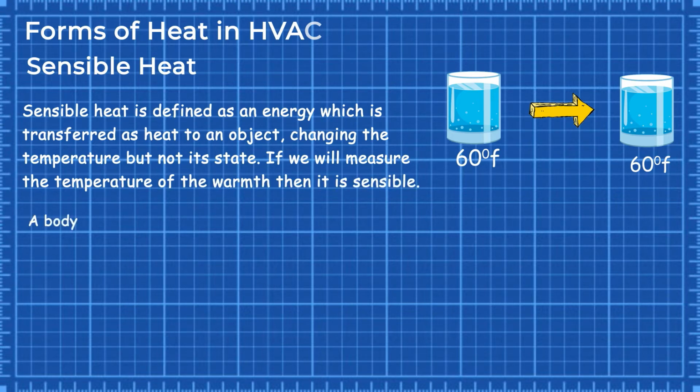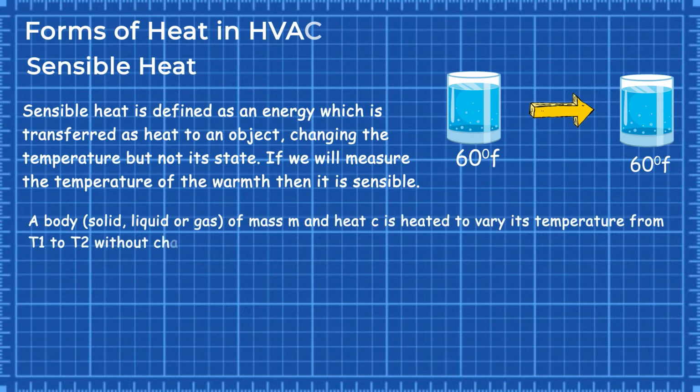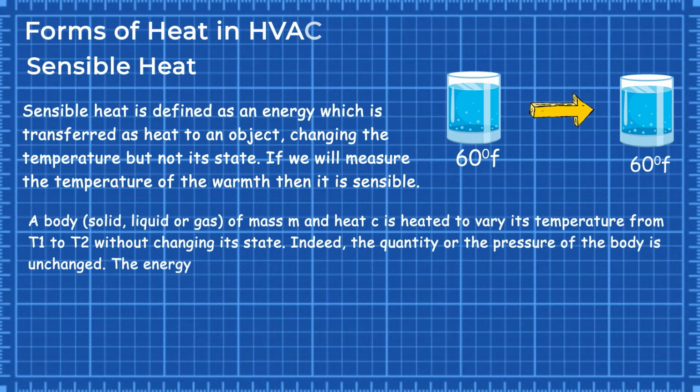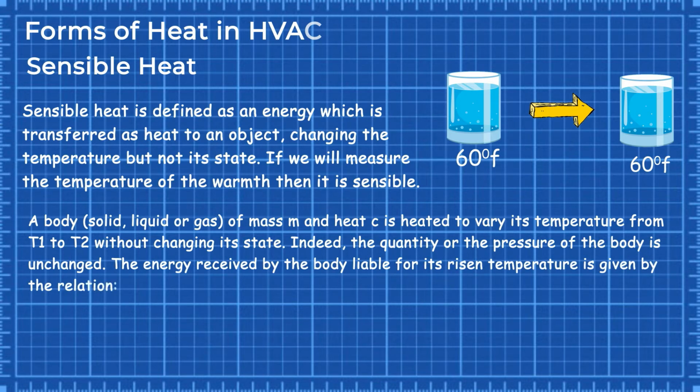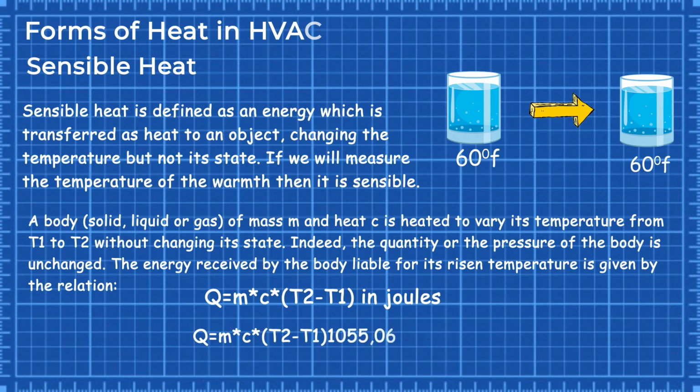A body, solid, liquid, or gas, of mass m and specific heat c is heated to vary its temperature from T1 to T2 without changing its state. Indeed, the volume or the pressure of the body is unchanged. The energy received by the body responsible for its risen temperature is given by the relation Q = m × C × (T2 − T1) in joules. Q = m × C × (T2 − T1) / 1055.06 in BTU.